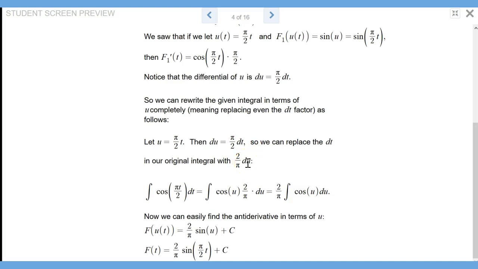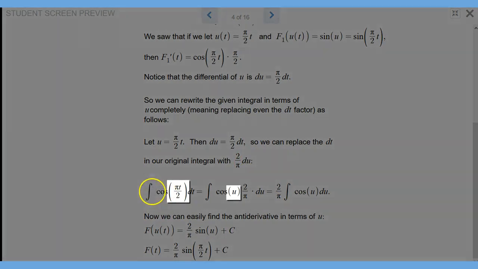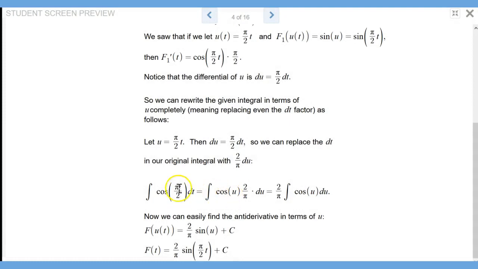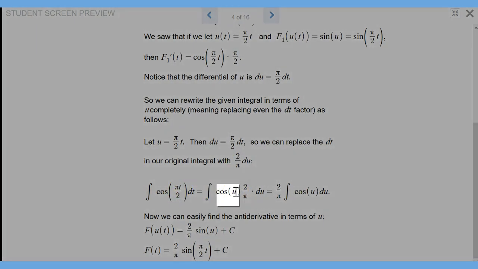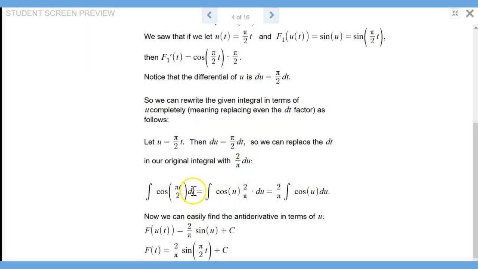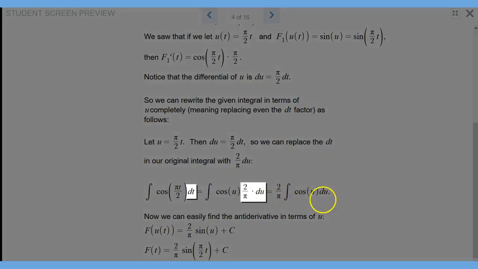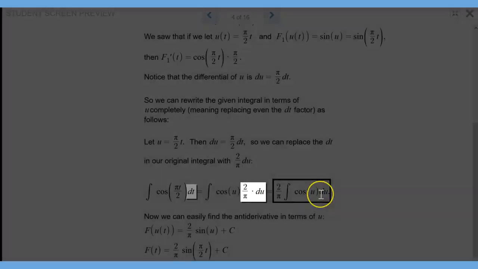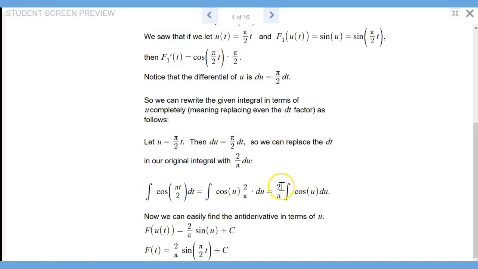Now I can make the substitution for every part of my integral. I have the cosine of pi over 2t times dt equals, if I substitute u everywhere I see pi over 2t, I get cosine u. If I substitute 2 over pi du everywhere I see dt, I end up with this simplified integral. And this I know how to find the antiderivative of. So this is simply 2 over pi sine of u plus c. And then if I put it back in terms of the original variable t, it's 2 over pi sine of pi over 2t.